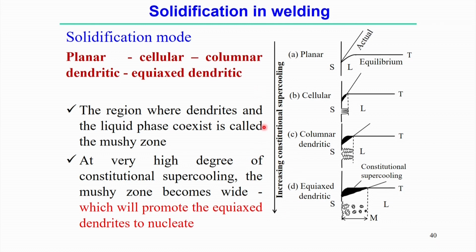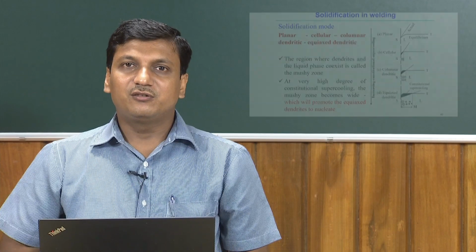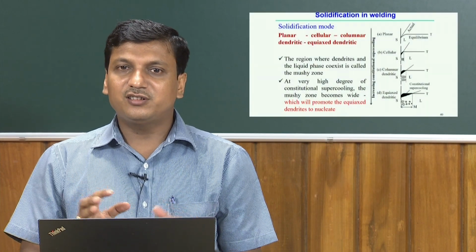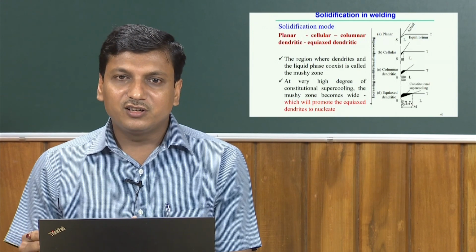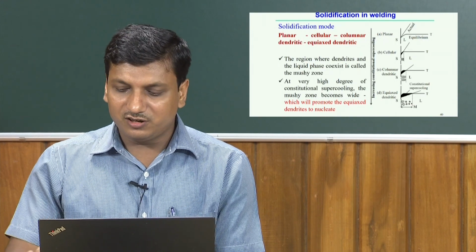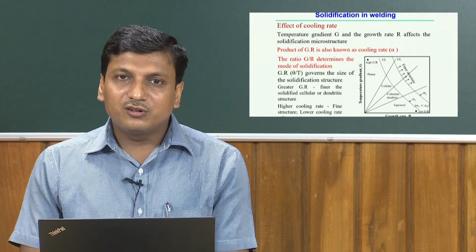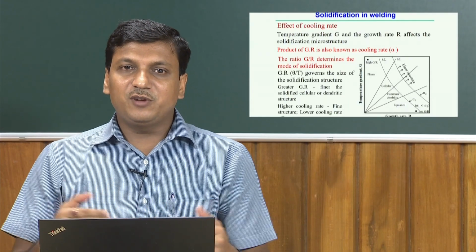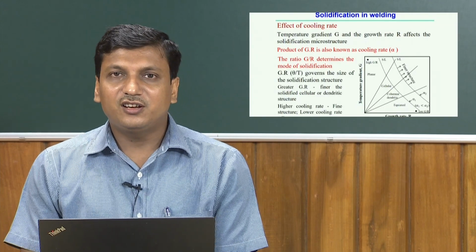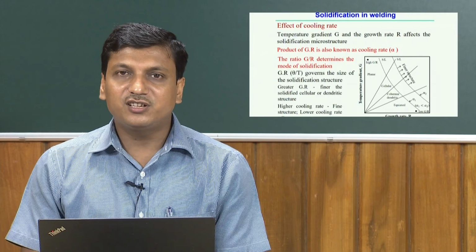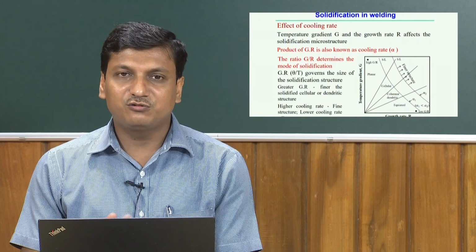So, from that point of view, with the degree of constitutional supercooling we can predict at least the type of solidification mode, whether it is planar, cellular, columnar dendritic or equiaxed dendritic structure. Now, here we would like to mention that the two parameters, the temperature gradient G and the growth rate R, affect the solidified microstructure in two different ways.